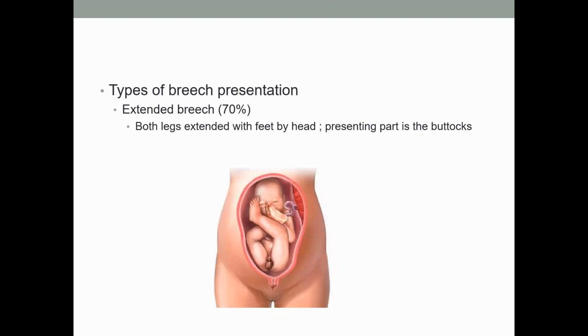So there are three types of breech. One is the extended breech. You can see both legs are extended and the feet are above the head. You see? This is the extended breech. The legs are extended, the presenting part is the buttocks, and this is the one that we normally allow the baby to deliver in this way, if the mother wants a breech delivery.